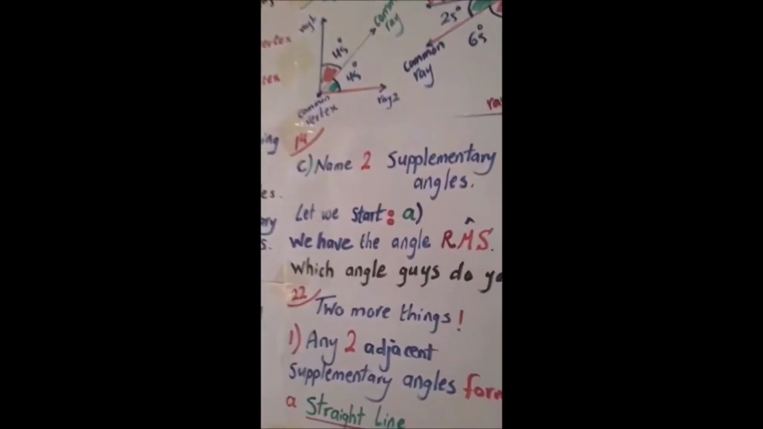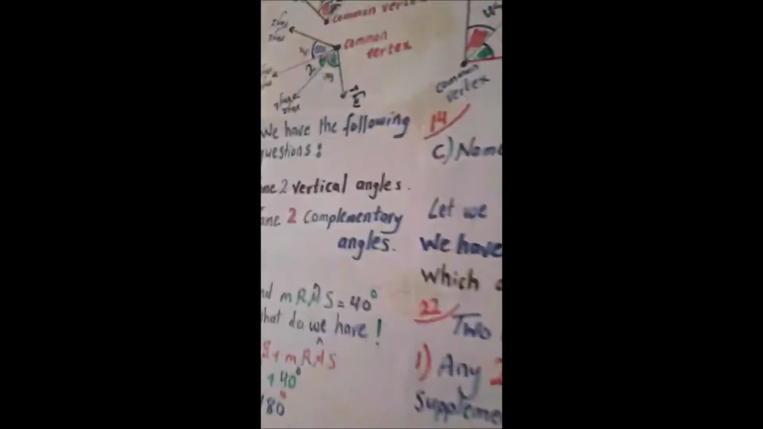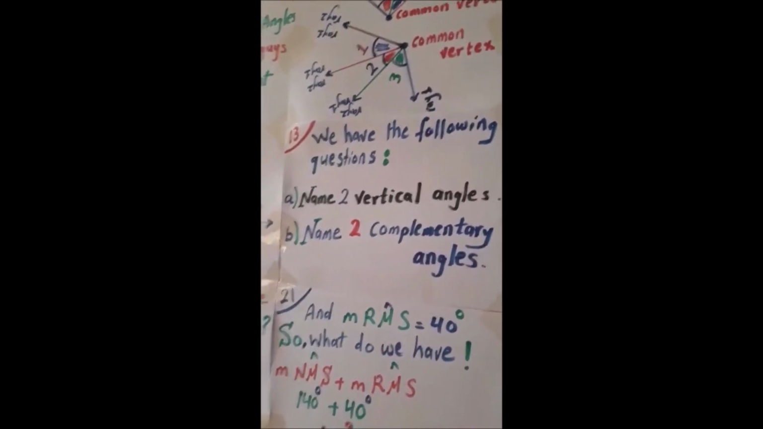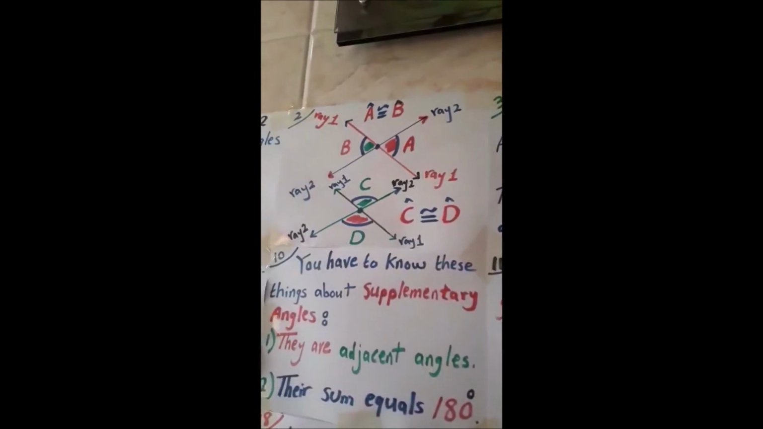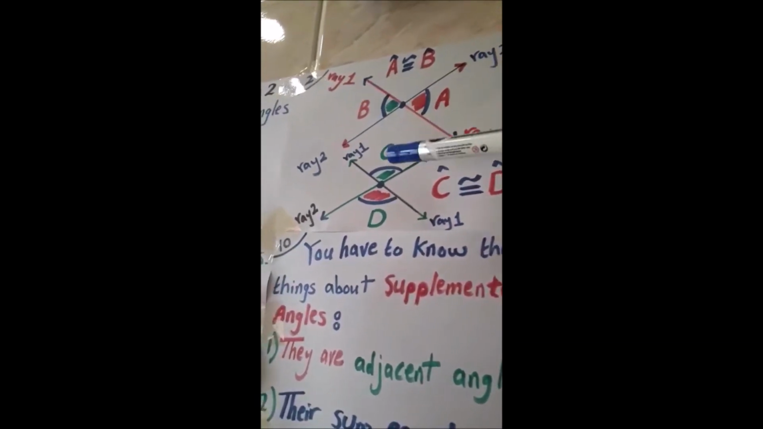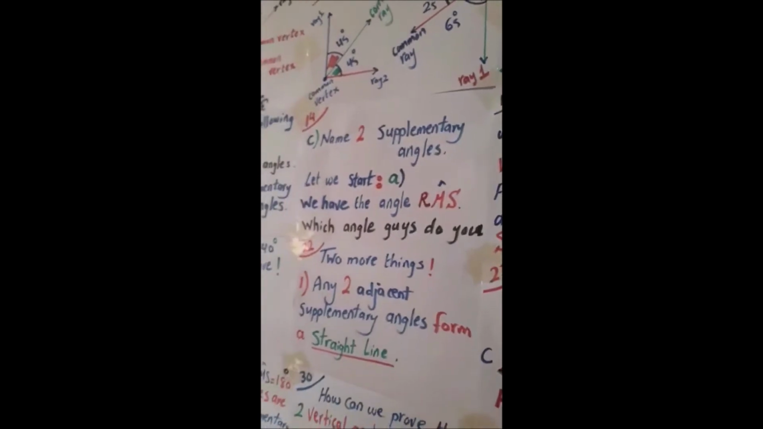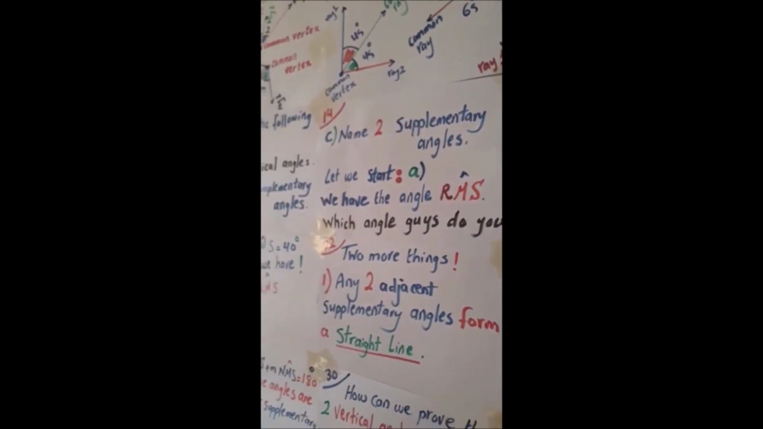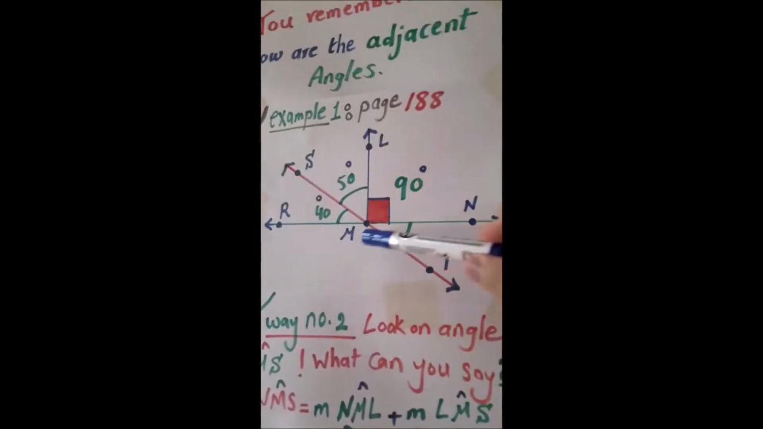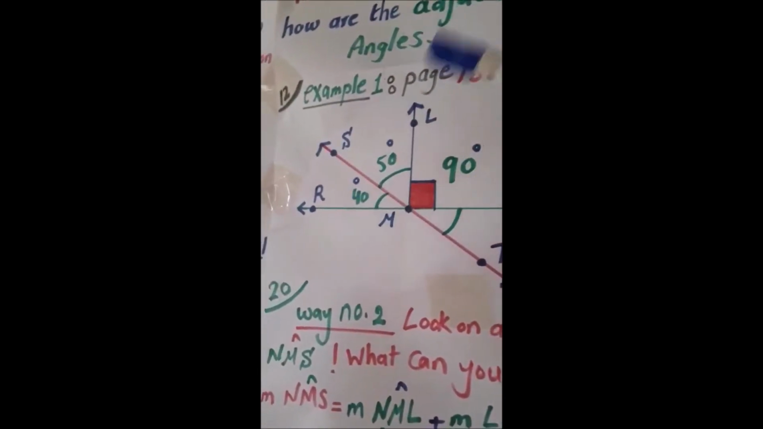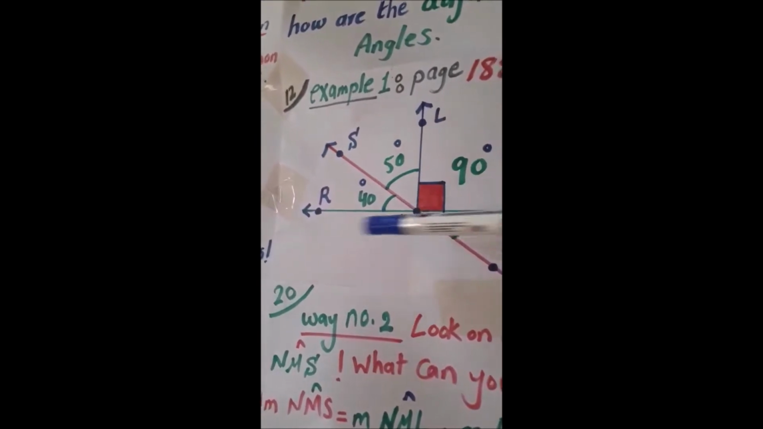So let me start. For A, he is asking name two vertical angles. As you remember, guys, don't forget that this is the shape of vertical angles. Maybe they will be acute, or maybe they will be obtuse. So here he said that we have the angle RMS, and let me focus on this angle RMS. Where is it, guys? Yes, you are right. RMS, its measure is 40, or you can call it SMR.